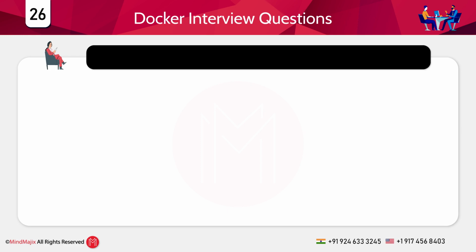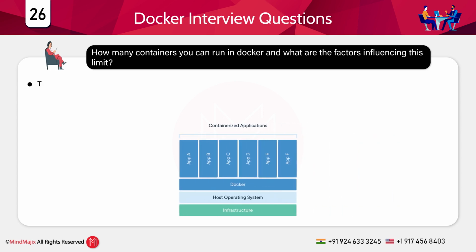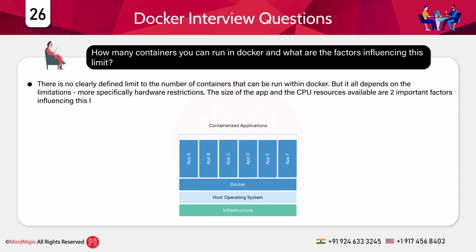The next question is how many containers you can run in Docker and what are the factors influencing this limit? The answer is there is no clearly defined limit to the number of containers that can be run within Docker, but it all depends on the limitations, more especially hardware restrictions. The size of our app and the CPU resources available are two important factors influencing this limit. In case your application is not very big and you have abundant CPU resources, then we can run a huge number of containers.